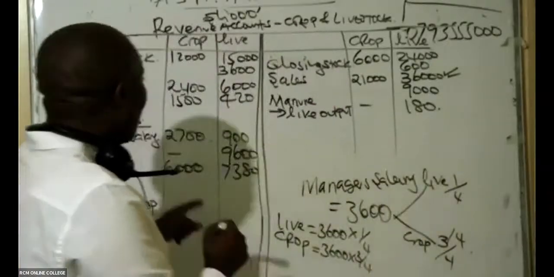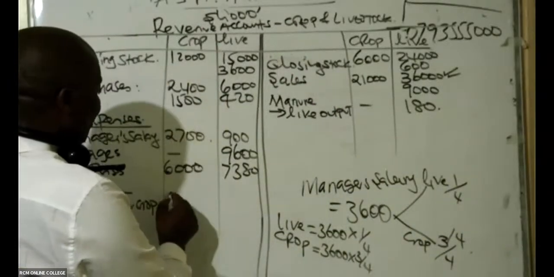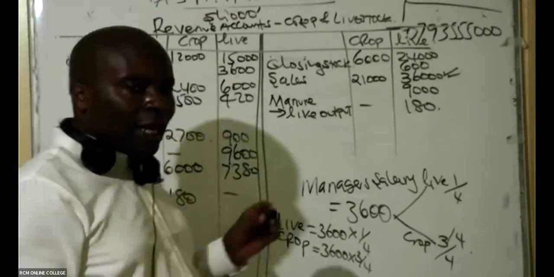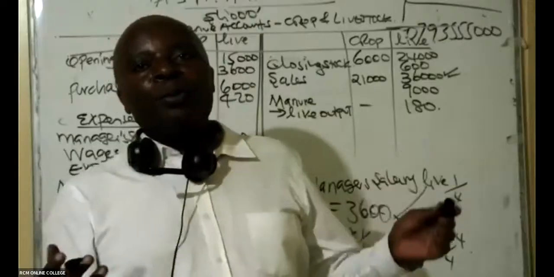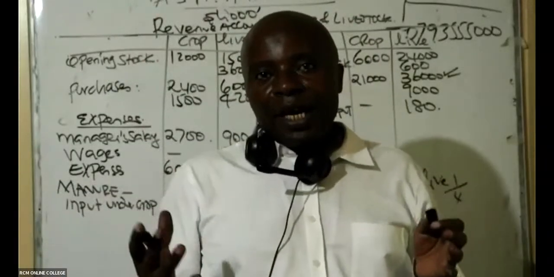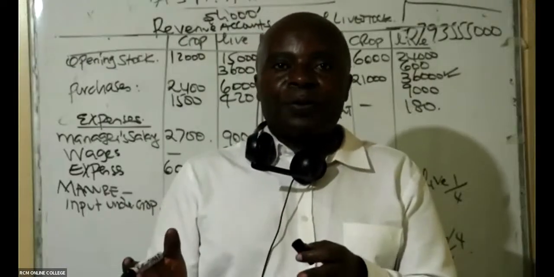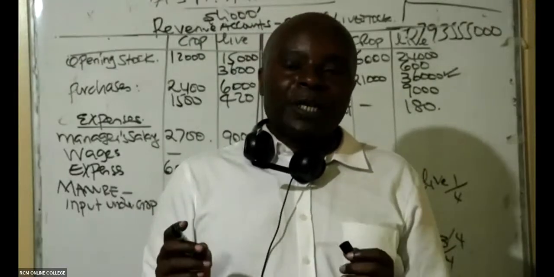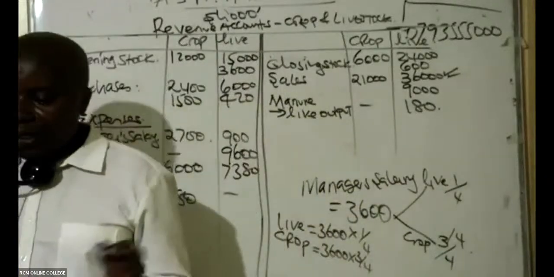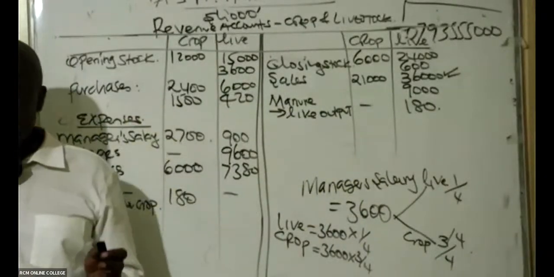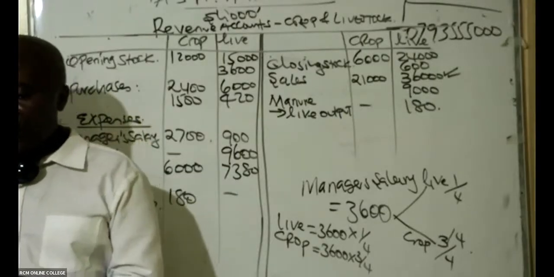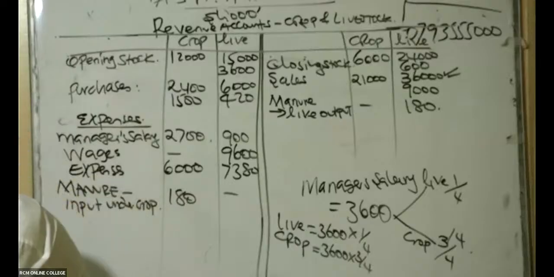So on a crop account here, we shall be able to mention 180. So it is about output from where? Output from livestock. So we shall treat 180 as what here? As a sale. And it's an input, it's an expense to crops. If you understand this, then we are really doing a very good job.